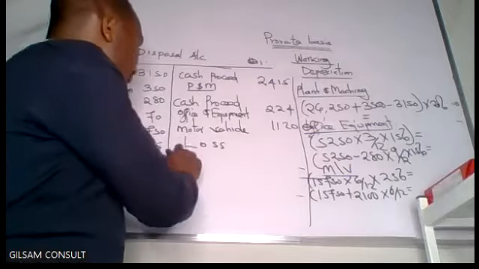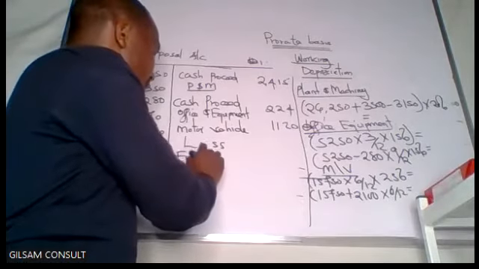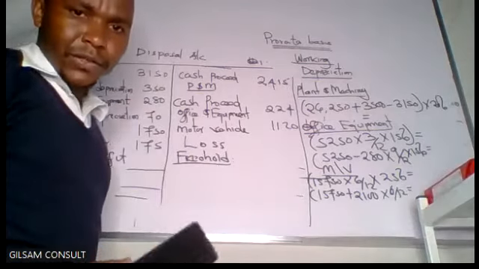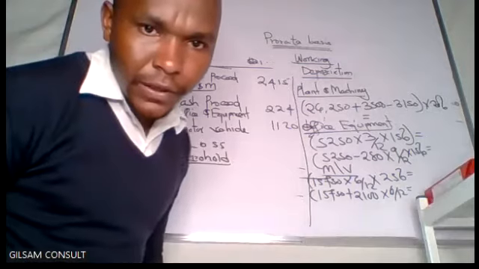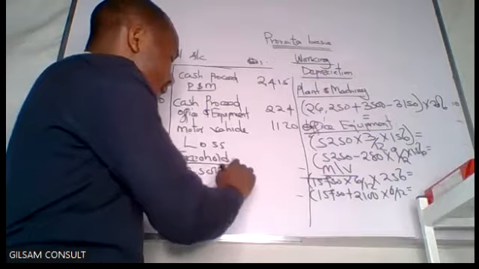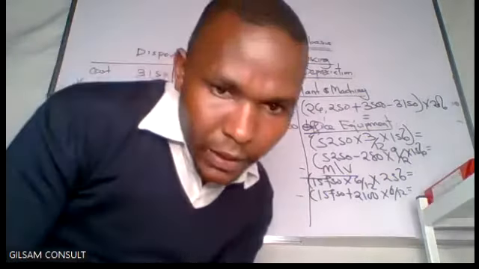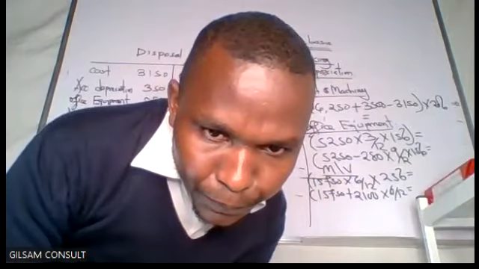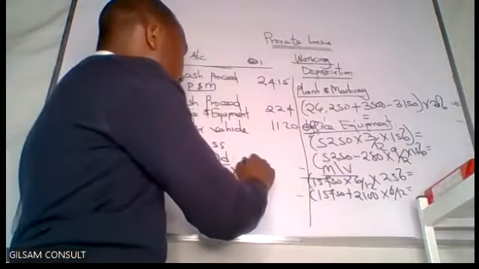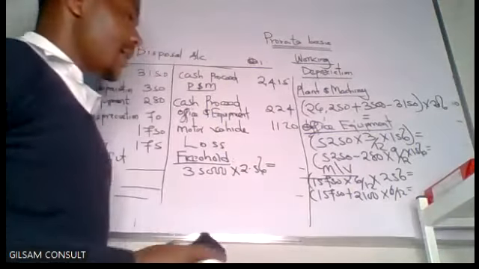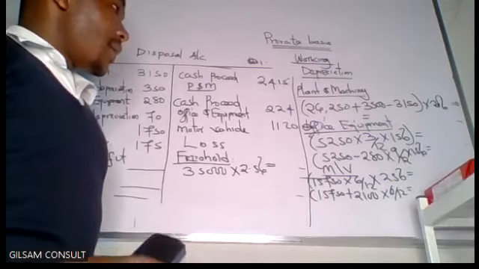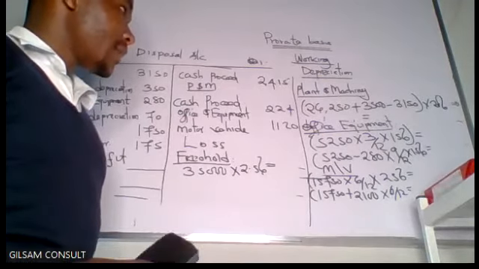Then there's another one, freehold. Freehold doesn't have any disposal or acquisition. So you just take the cost, that is 5,000, times the rate of depreciation they have given us down there, that is 2.5. Then you get the value. So that is the working.